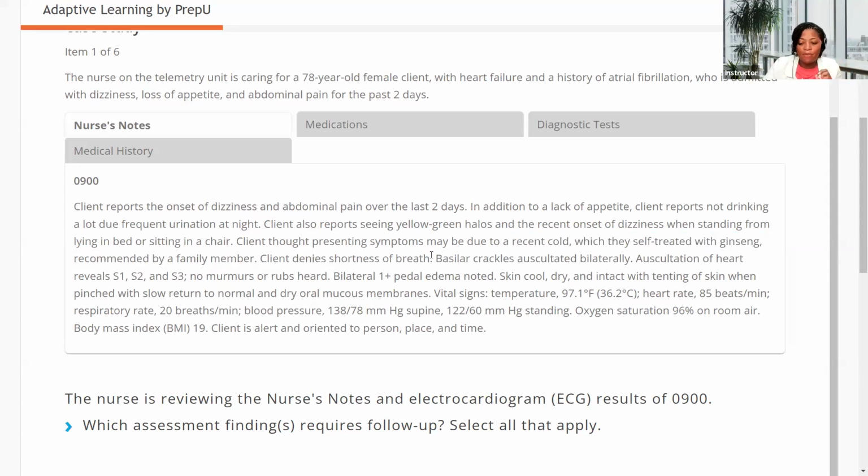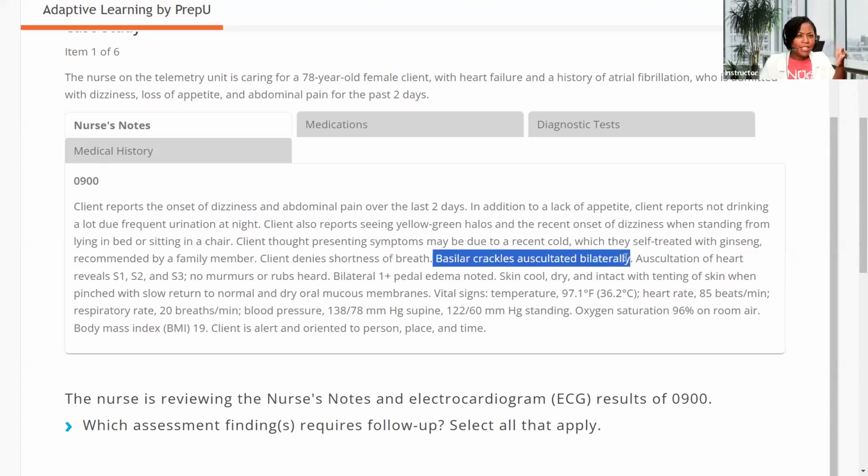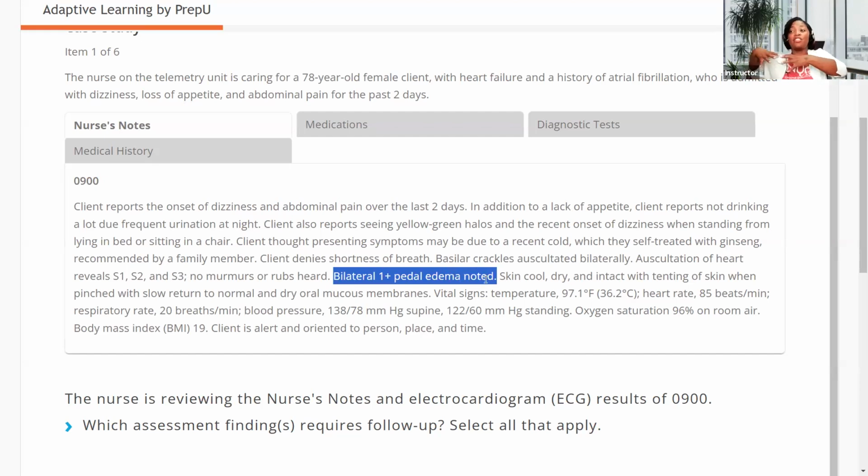All right. But client denies having shortness of breath, which is good. Basilar crackles, though, were auscultated bilaterally. Crackles typically equals fluid. Fluid where? In the lung. She's got heart failure. Remember, that's a backup into that space. All right, so when the nurse listened, auscultation of heart reveals S1, S2, and an S3. Okay, that's that extra beat there. That's an extra sound there. No murmurs or rubs were heard. Bilateral 1 plus pedal edema was noted.